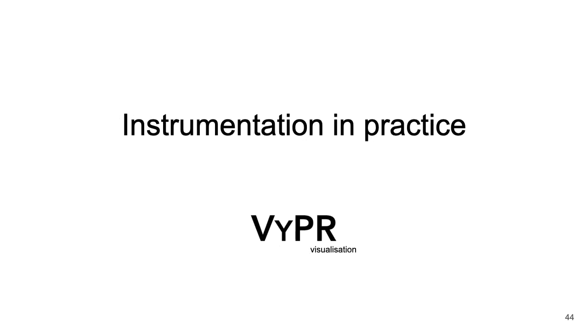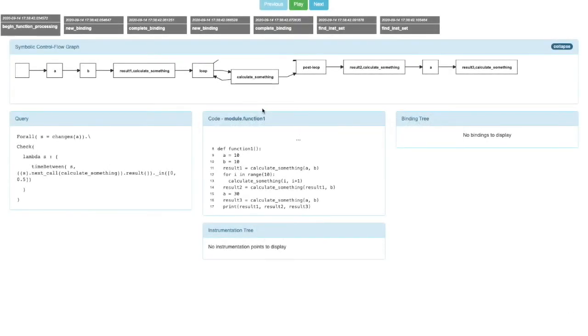In order to demonstrate exactly how instrumentation works, we've built a visualization tool that allows us to replay real runs of the VyPR tool. So this is our visualization tool for the VyPR framework. This screen right now is the instrumentation screen, and at the top you see we have a set of events that happen during instrumentation. We begin with the first event that signals the beginning of a function being processed, and then we have the events for a new binding, a binding being completed, another one, and another complete binding, and then the final events for determining the actual instrumentation points with respect to those bindings.